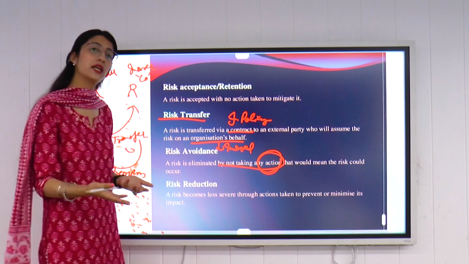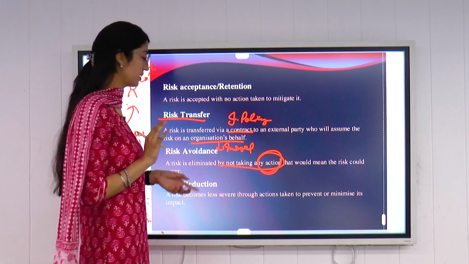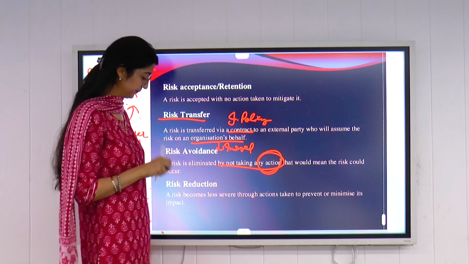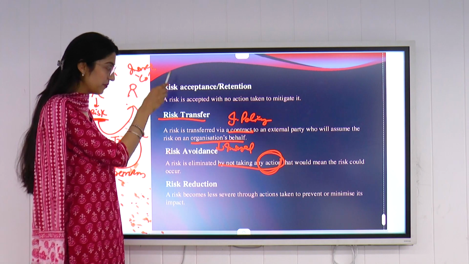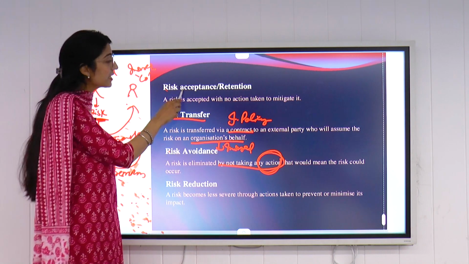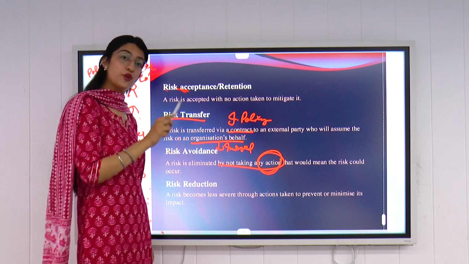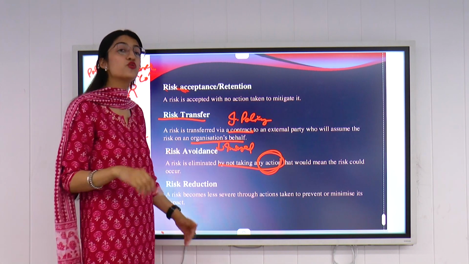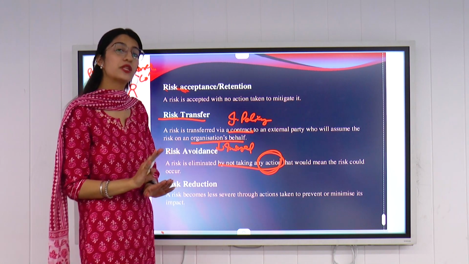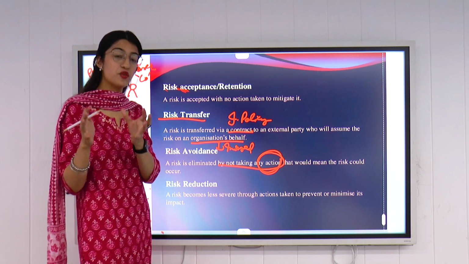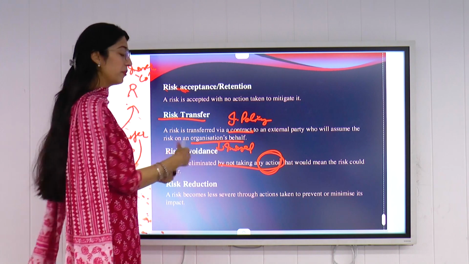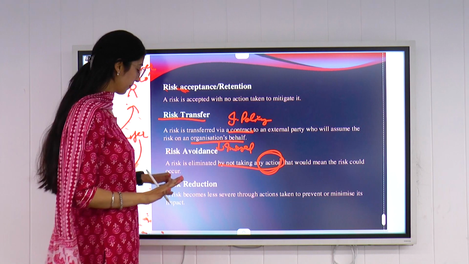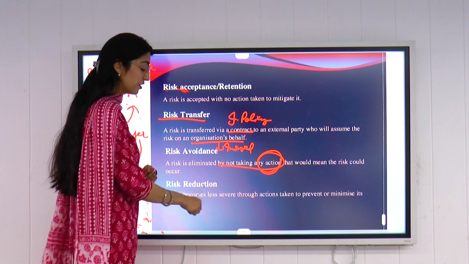हम वो काम भी नहीं कर रहे हैं जिसमें मुझे लॉसेस होने के चांसेस हैं, तो दैट इज रिस्क अवॉइडेंस। There is a difference between risk acceptance and risk avoidance. In case of acceptance we are doing that work, हम काम कर रहे हैं बट लॉसेस होने के चांसेस हैं, बट उसके लिए हम अपने आप को कोई बफर क्रिएट नहीं कर रहे। Over here हमने वो काम ही नहीं किया जिसमें रिस्क। The last one is risk reduction.